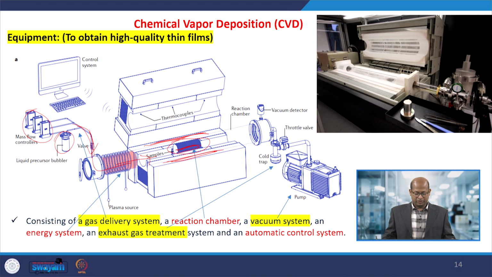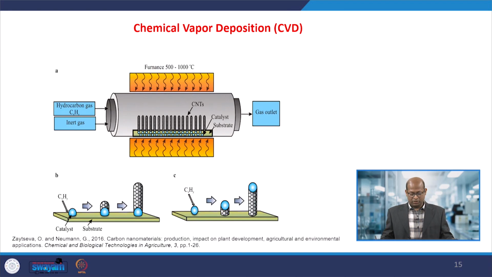So if we need to separate out the exhaust gases or byproducts formed during the CVD process, they may pass through these cold traps. That way, if any toxic gases are formed, they can be absorbed there before being disposed to the environment. And then there is an automatic control system, so the temperature, gas flow, or vacuum, everything can be controlled by using the automatic control system.